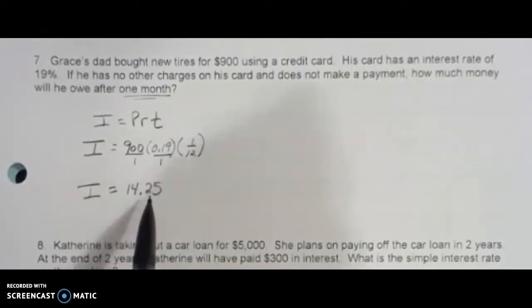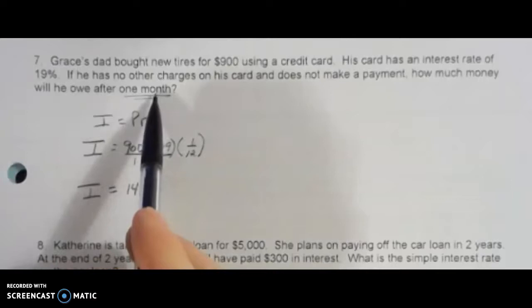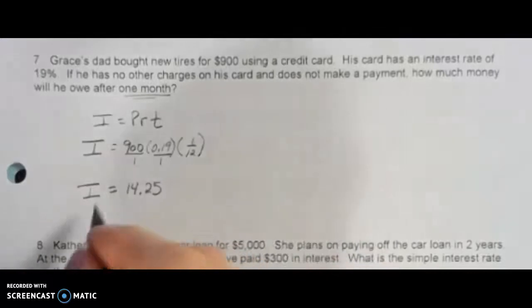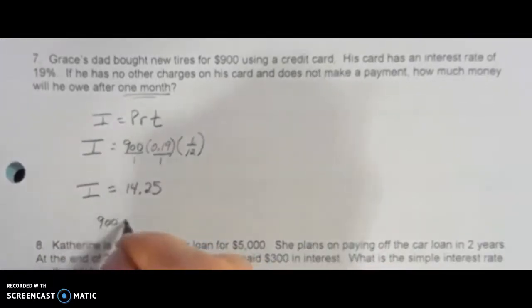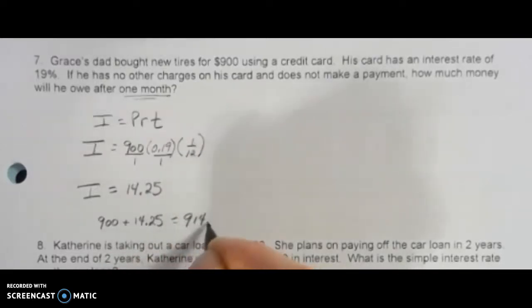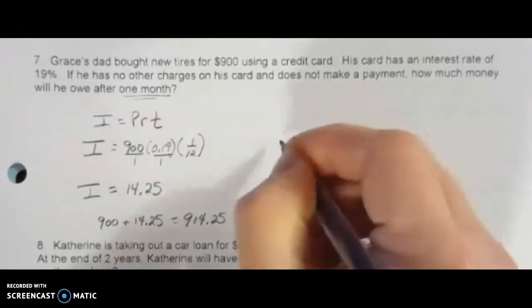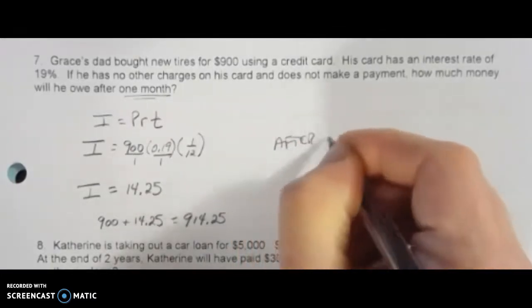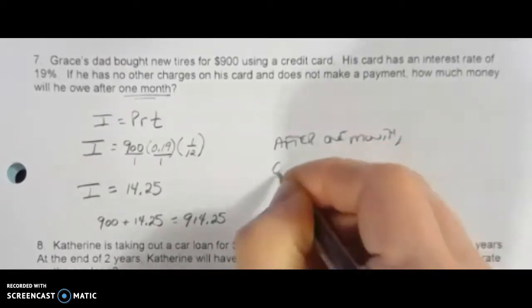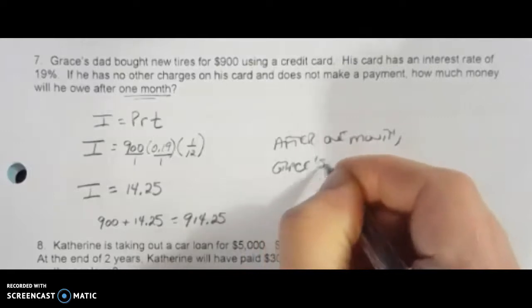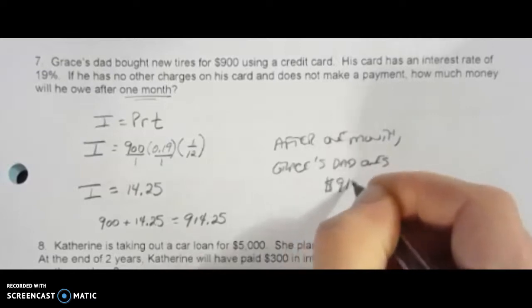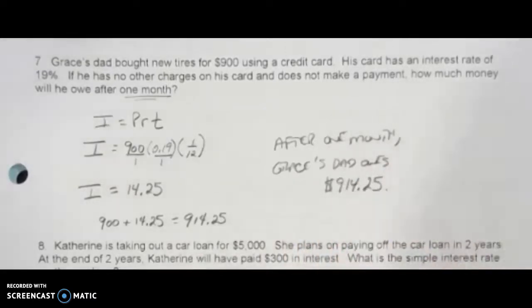But they want to know how much he will owe after 1 month. So not only does he have to pay the interest, but he also has to pay back the $900 for the tires. So we're going to add those two together. The principal plus the interest, 900 plus $14.25 is $914.25. So after 1 month, Grace's dad owes $914.25.